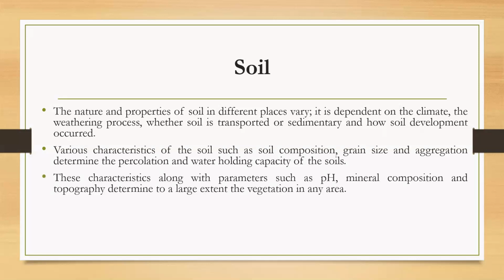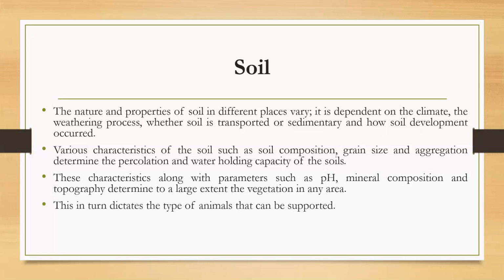These characteristic features, along with the parameters such as the pH, mineral composition, particularly essential elements, I think you remember again 17 essential elements, the mineral composition and the topography determine to a large extent the vegetation in an area. Topography, the distribution of soil layers, that determines the vegetation found in a particular area. So soil property, soil fertility, water holding capacity, availability of light, availability of temperature, availability of water, all such factors determine the distribution of vegetation.